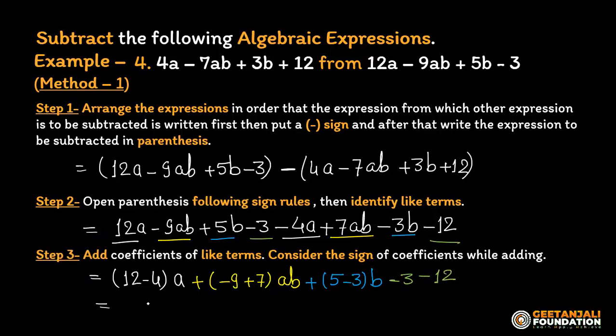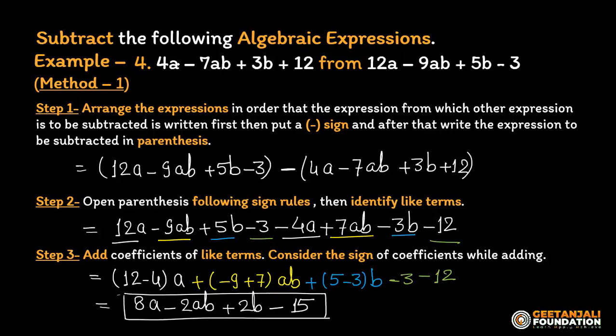Now let's further simplify it. So 12 minus 4 will give you 8, so it is 8a. And minus 9 plus 7 will give you minus 2ab. 5 minus 3 is plus 2b, minus 15. So this is your final answer. After subtracting the first expression from the second, you get 8a minus 2ab plus 2b minus 15 as your answer.